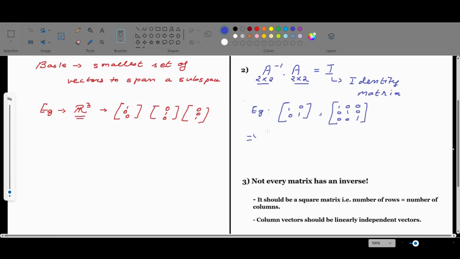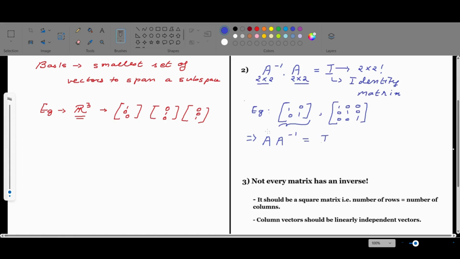This also means that when A inverse and A are multiplied, they also give you a 2 cross 2 matrix again. Hence, the identity matrix that's created when A inverse and A are multiplied is a 2 cross 2 identity matrix. Okay. Also, A times A inverse gives the identity matrix too.